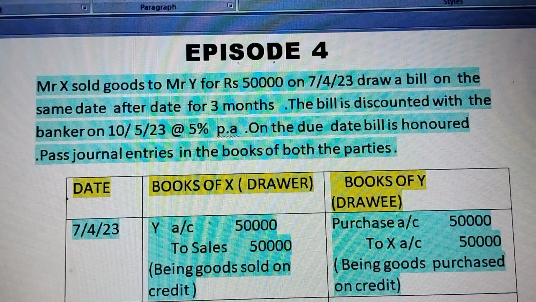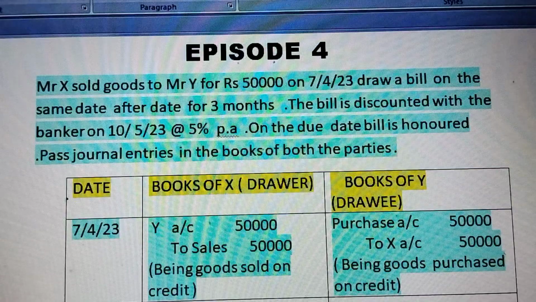Let's prepare 3 columns. One, the date column. Second, the books of Mr. X, that's the drawer, and books of Y, that is the drawee. X is selling goods to Y, so X should pass the entry for goods sold on credit. When goods are sold on credit, the entry will be debtors to sales. Who is the debtor? Y, to whom the goods are sold. So Y to sales, being goods sold on credit.